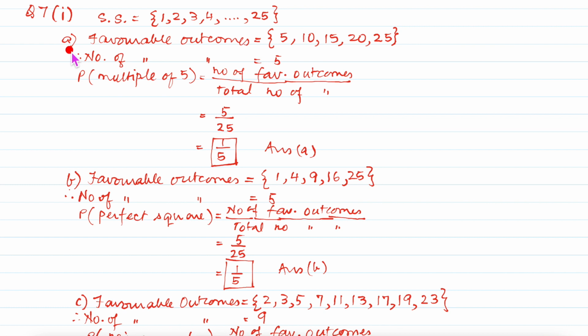Now the first part, that is the A part, asks us for multiples of 5. So write the statements like this: favorable outcomes are these. So the number of favorable outcomes are 1, 2, 3, 4, 5. So write here 5. Then P of multiples of 5, that means the probability of a multiple of 5, will be number of favorable outcomes upon total number of outcomes. At least once you should write the formula. Then you substitute 5 upon total is 25. That gives us 1 upon 5.